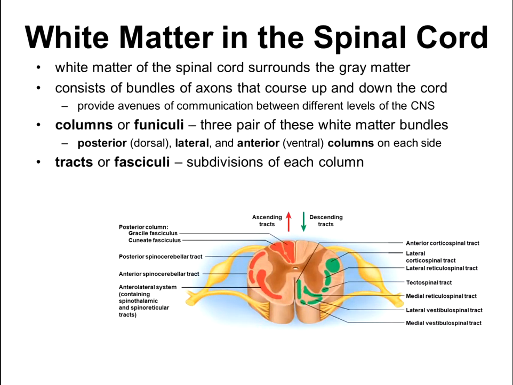The white matter basically surrounds the gray matter, and this consists of bundles of axons that course up and down the cord. They provide avenues of communication between different levels of the central nervous system. There are columns, and there are 3 pair of these white matter bundles: the posterior, dorsal, lateral, and anterior or ventral columns on each side. And then we have tracts or fasciculi, which are subdivisions of each column.